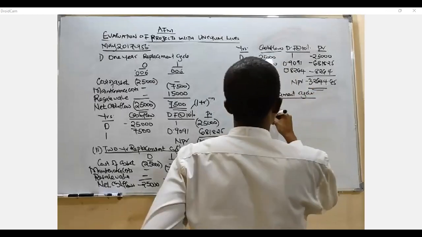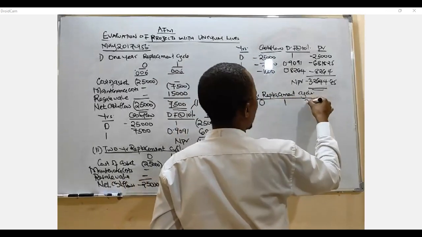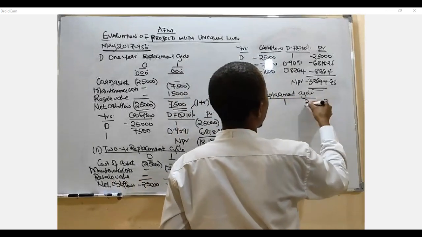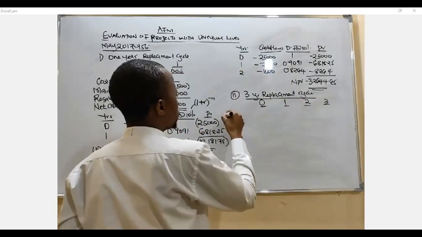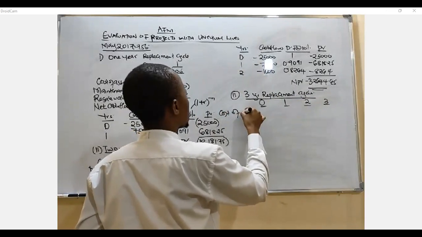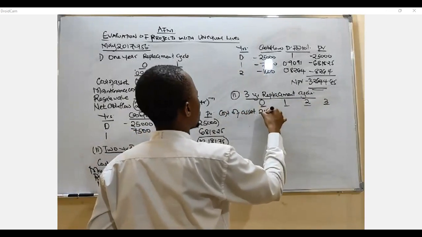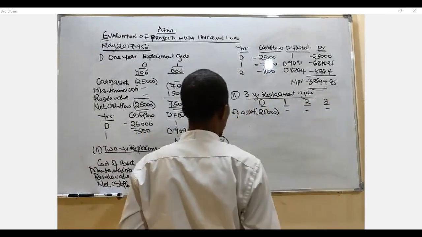3-year replacement cycle. So what are we going to be factoring? Year 0, 1, 2, 3. Very simple job here. So we start with the cost of the asset. This is negative 25,000. We are going to be incurring that cost once.